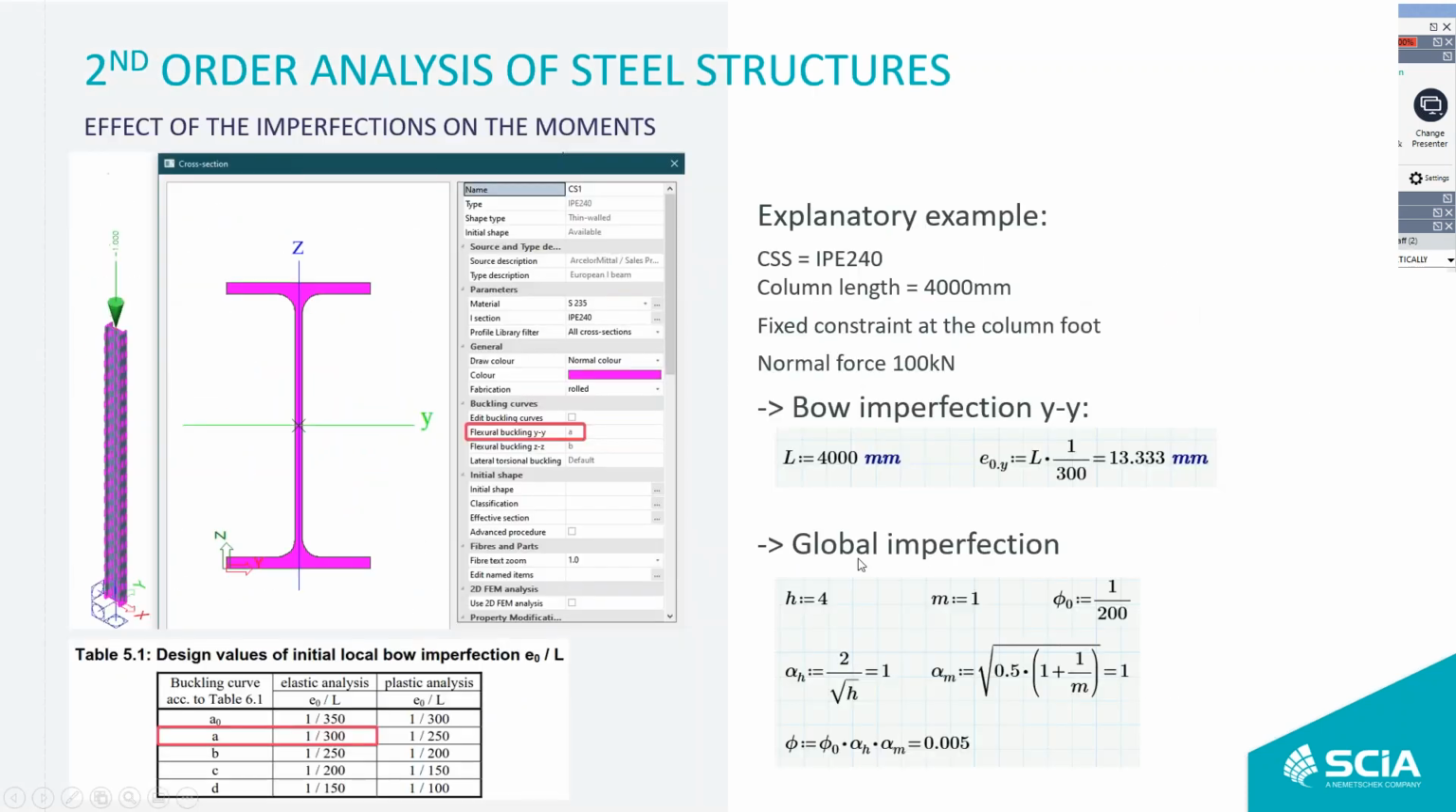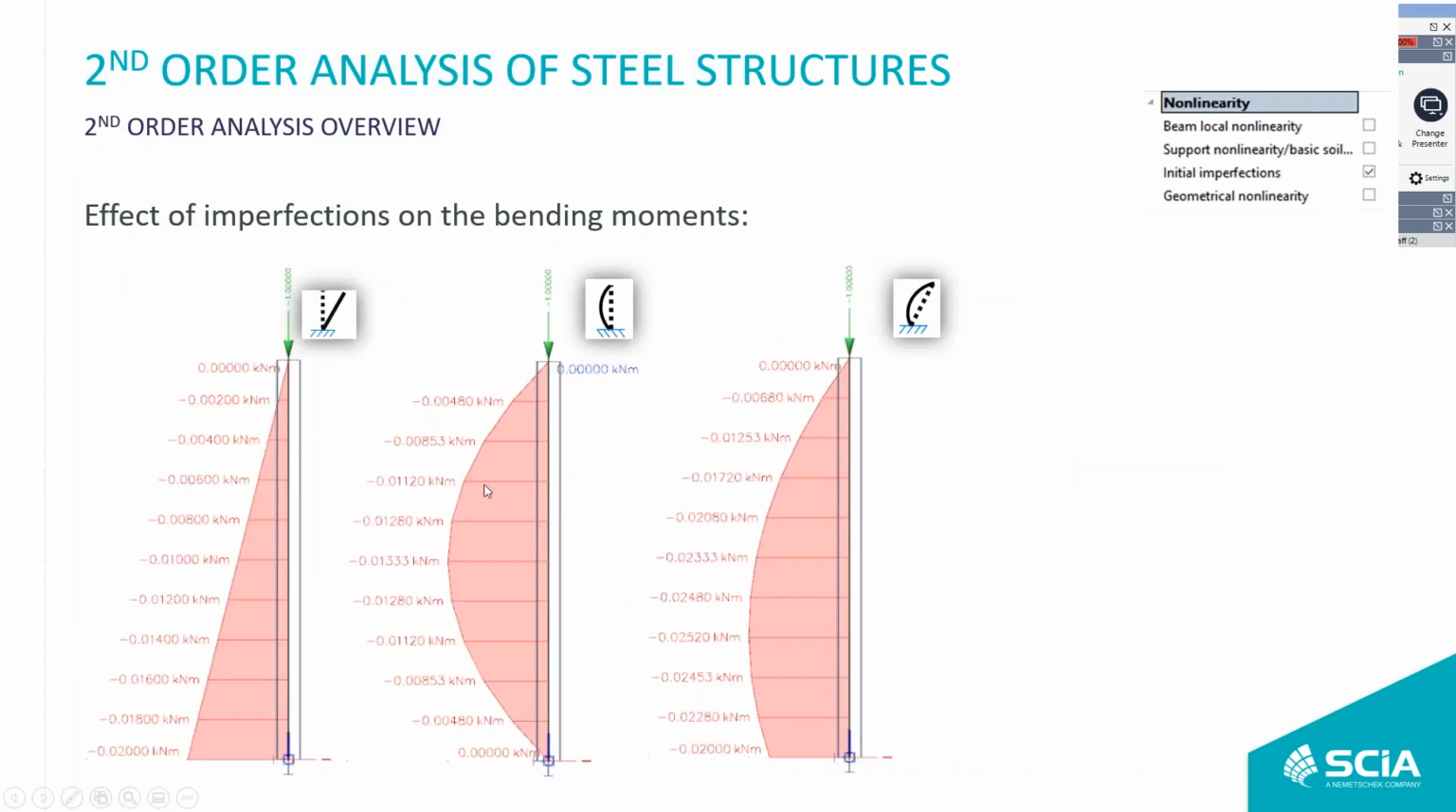No need to calculate this all by yourself by hand. It's implemented within SCIA Engineer. The only thing you'll need to provide is the height of the structure and the number of columns, and if needed, you can change this value. Based on those input parameters, it can calculate the global imperfection. The same for the bow imperfection: SCIA Engineer knows which bow imperfections you have, so based on that, it can calculate the E0 value.